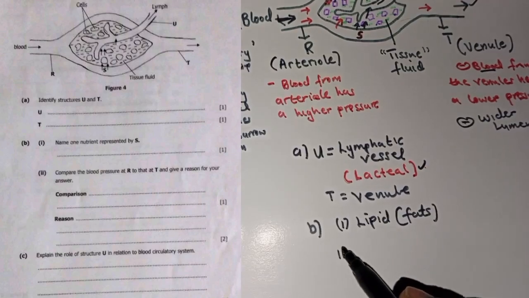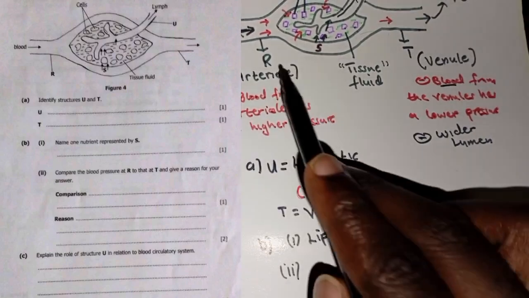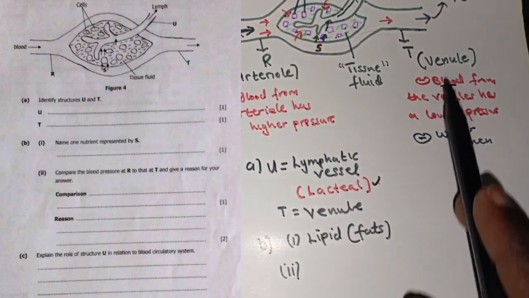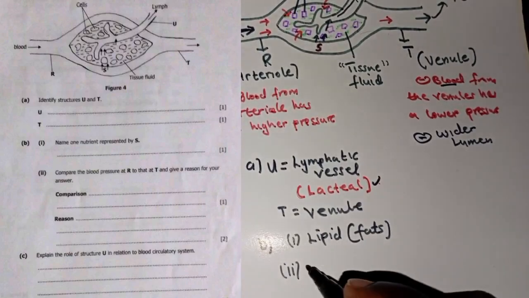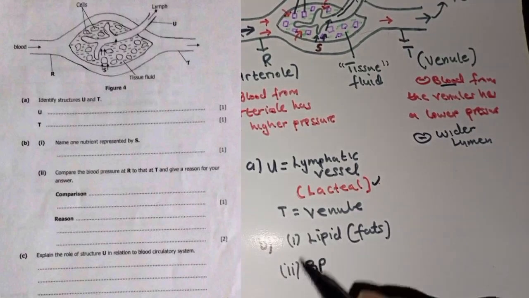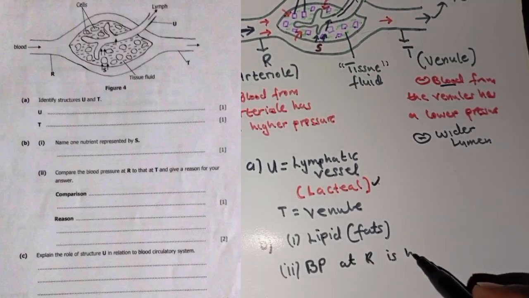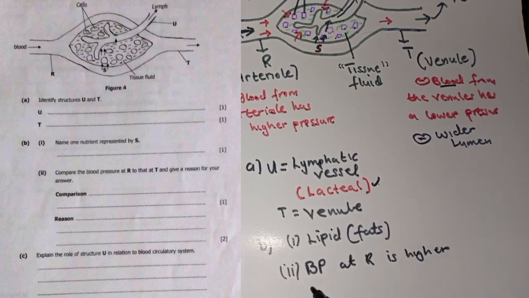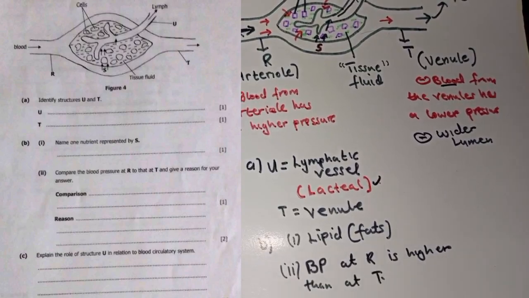Then B2 says, compare the blood pressure at R to that at T, give a reason for your answer. So we've already discussed the blood pressure at R and the blood pressure at T. I will say BP just to shorten my writing, but you should write it in full. So BP at R is high. Blood pressure at R is higher than at T, and that is the answer.